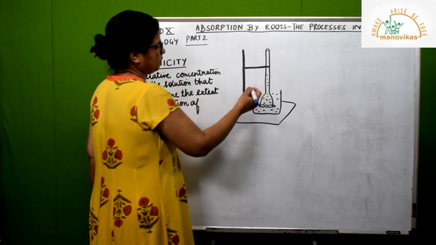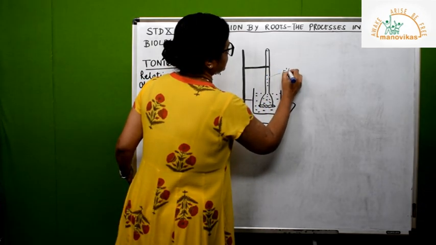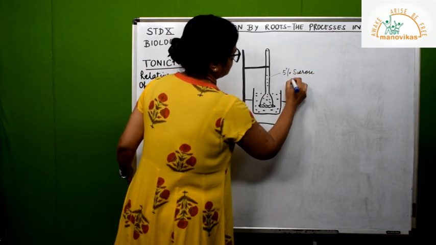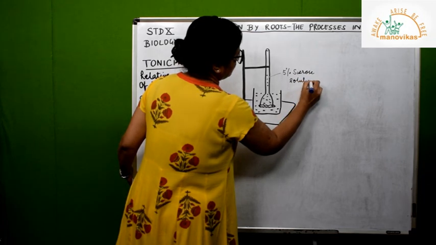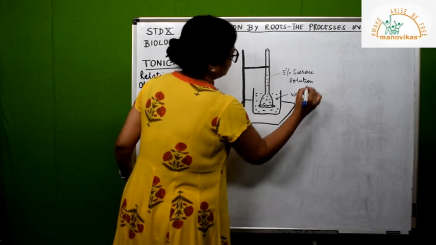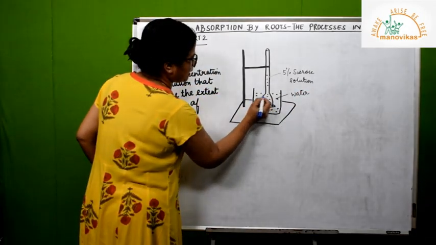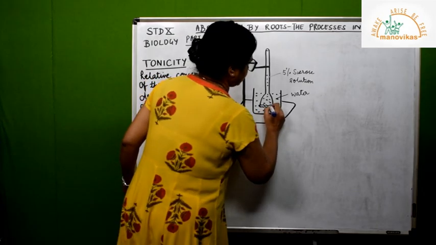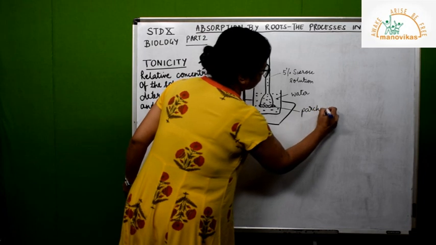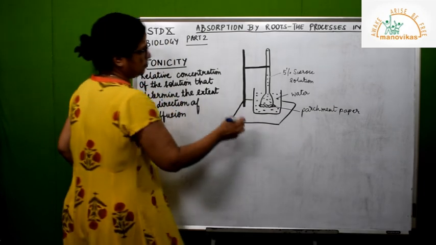Now let's say inside the thistle funnel we have 5% sucrose solution, and outside we have put water. Now what would happen after a while? The water molecules will move through this semi-permeable membrane. Let us say this semi-permeable membrane here is parchment paper. It acts as a semi-permeable membrane.